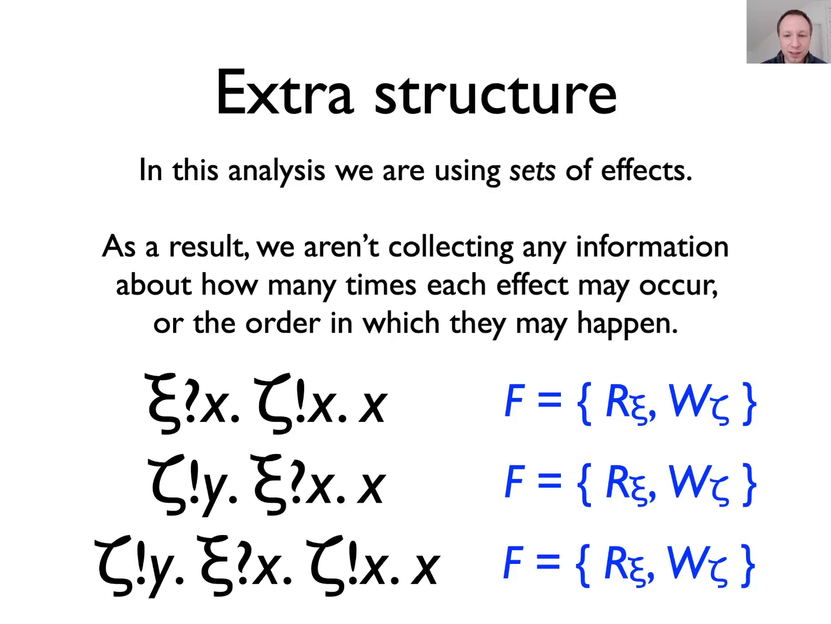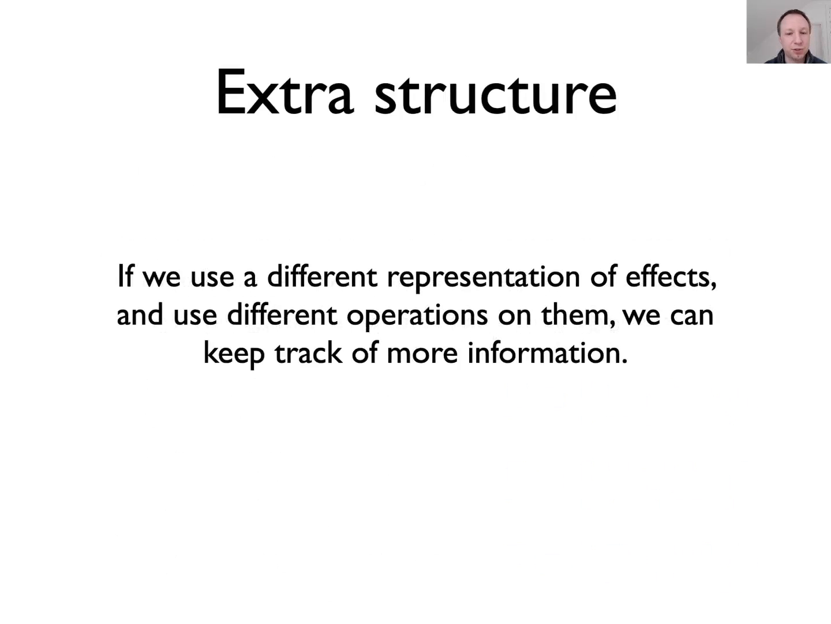Now, it might be that we actually want to keep a different representation of the effects so that we can keep track of what is actually happening. Maybe it really matters to us whether we have written to zeta before or after we have read from xi. We want to make sure that in all program paths the write happens second. Well, in this case, we actually couldn't capture that information. But by using a different representation, we don't have to use sets, of course.